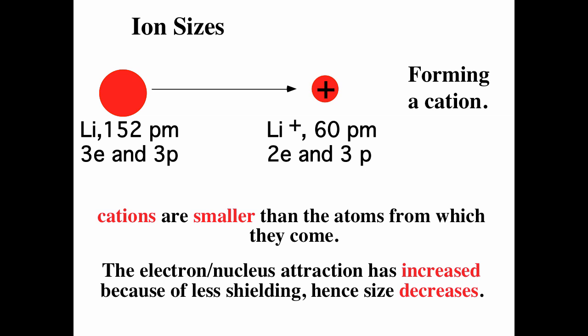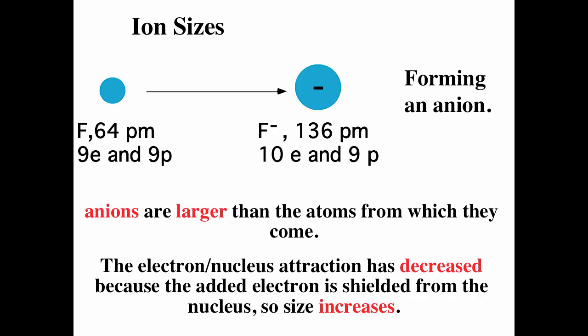And so the positive ion is always smaller than the corresponding atom it came from. Again, the positive ion is always smaller than the atom it came from because we've reduced the amount of shielding. Now if we take fluorine and add an electron, forming a fluoride ion with a -1 charge, we've increased the amount of shielding. The electron still goes into 2p, but we've increased the amount of shielding, and so the negative ion is always larger than the atom it came from.